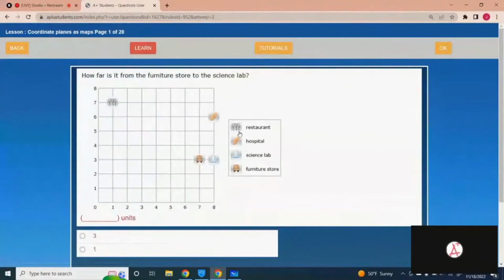Okay. How far is it from the furniture store to the science lab? Where is the furniture store? This is the furniture store. Got it? And where is the science lab? Here is the science lab. So how far are they? 1 or 3? How far are they? Yes, they're just 1 unit apart. Got it? Just select the correct option and click on the OK button.